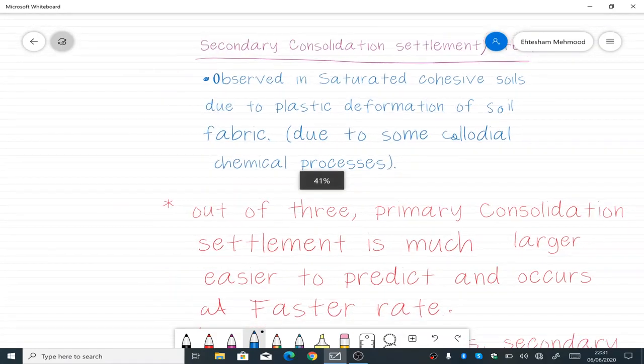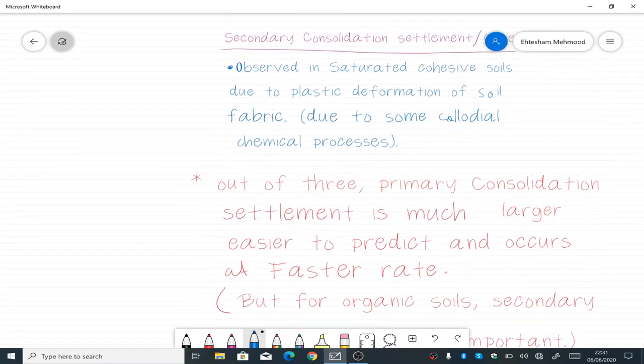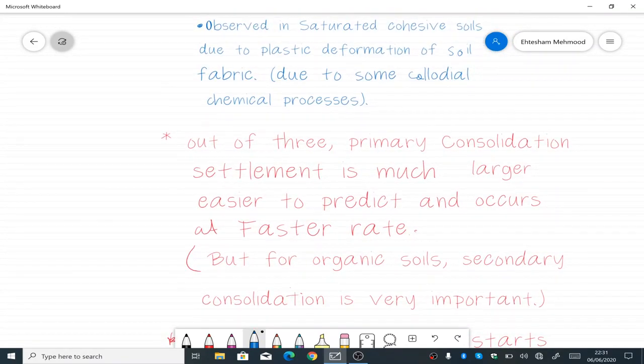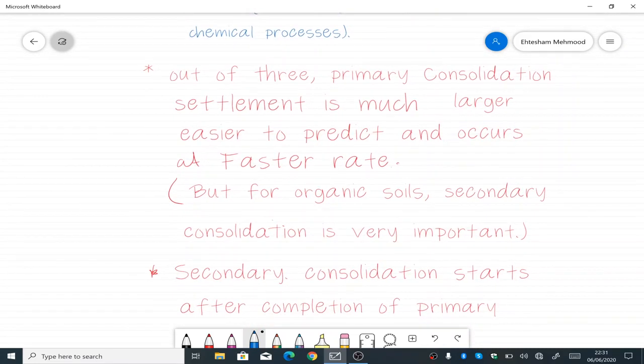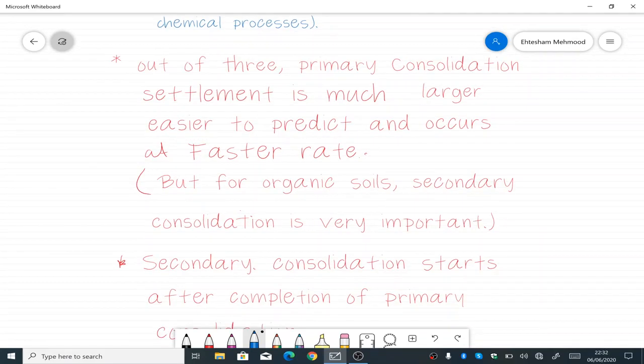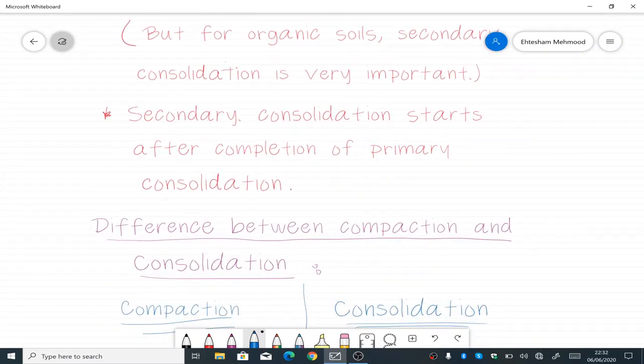So out of these three, primary, immediate, and secondary consolidation, primary consolidation settlement is much larger, easier to predict, and occurs at a much faster rate. This is generally what we think, but if we have organic soil, then we also have to pay special attention to secondary consolidation, because in organic soils the secondary consolidation would be much larger than the primary and the immediate settlement. And generally secondary consolidation starts after completion of the primary consolidation.